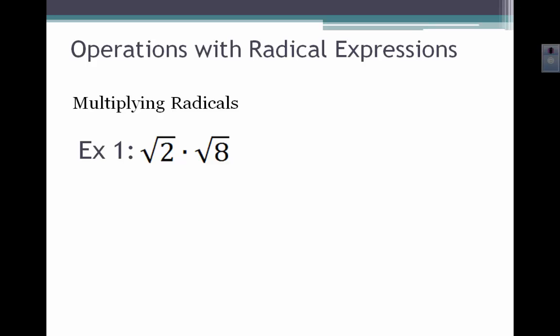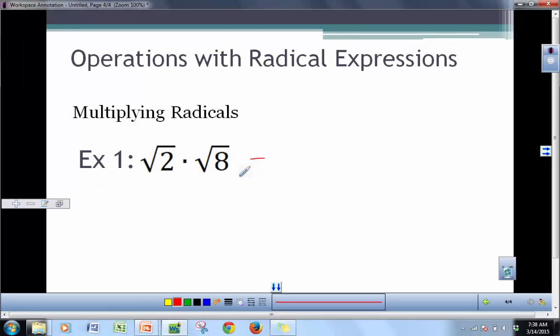The rule with multiplying radicals is you can multiply different roots together as long as they have the same index. So in this case, we're multiplying two square roots together. The square root of 2 times the square root of 8, all you do is you multiply the radicands. So 2 times 8 is 16, and then we can simplify the square root of 16 to 4.